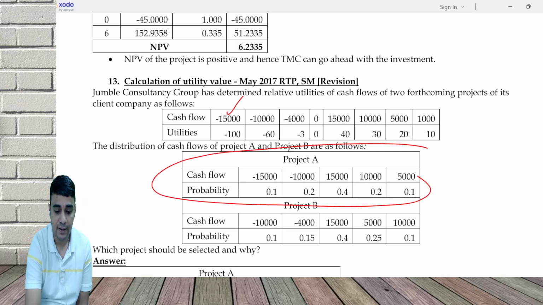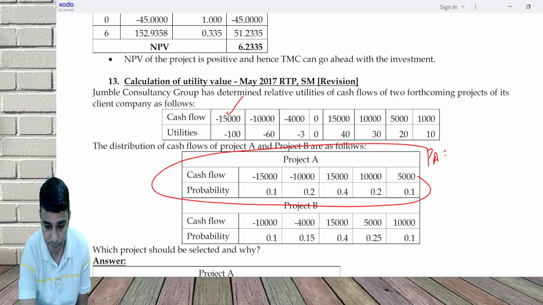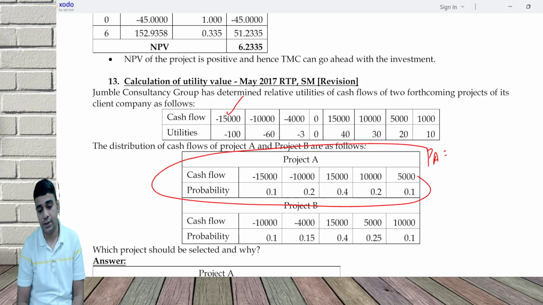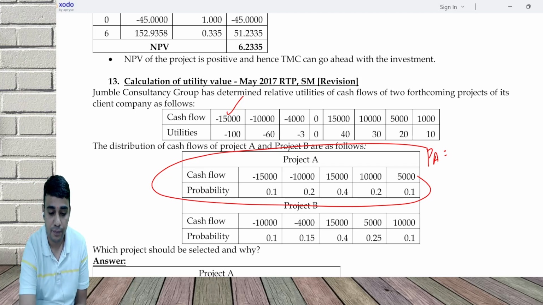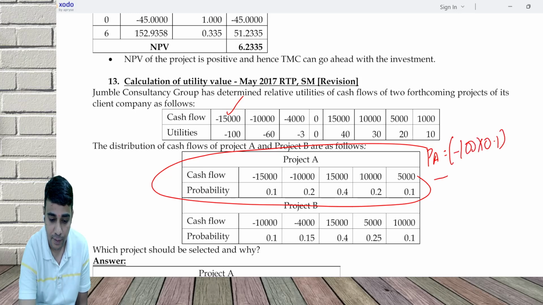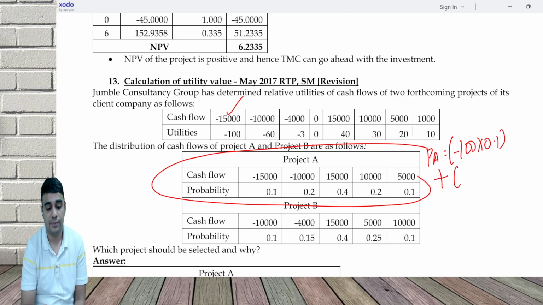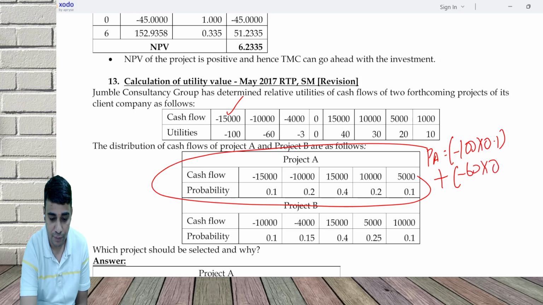Project A, let's calculate. Utility value for project A is equal to: minus 15,000 means how much utility value? Minus 100 into 0.1. Minus 10,000, what is the utility value? Minus 60 into 0.2. 15,000, what is the utility value? 40 into 0.4. 10,000, what is the utility value? 5,000, what is the utility value?